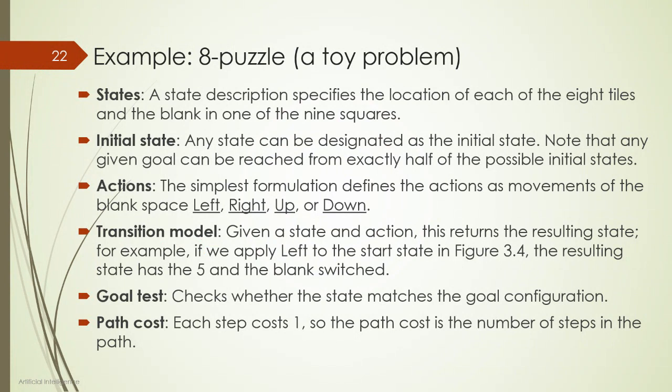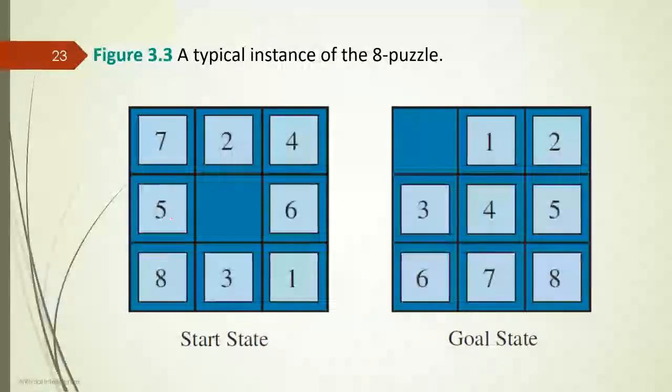Transition model. Given a state and action, this returns the resulting state. For example, if we apply left to the start state in figure 3.4, the resulting state has the 5 and the blank switched. So if I go left here, the blank will be here and 5 will be here. That would be a new state, a transition from the current state to that state.